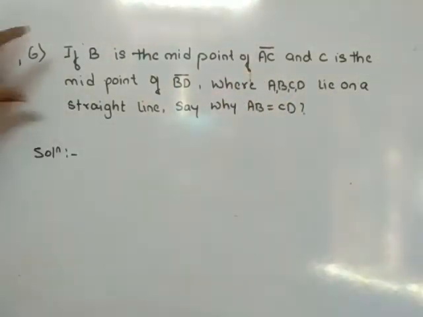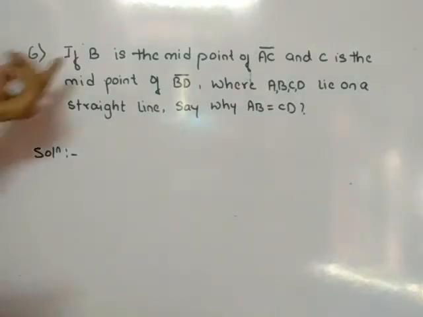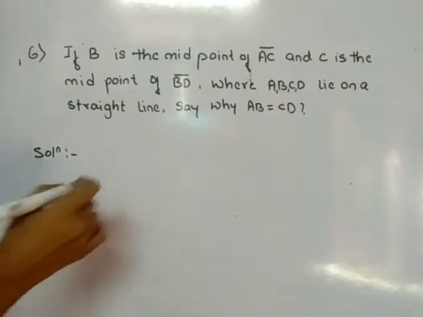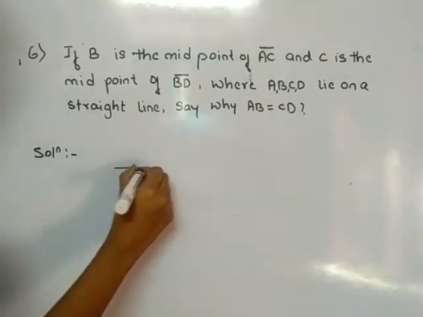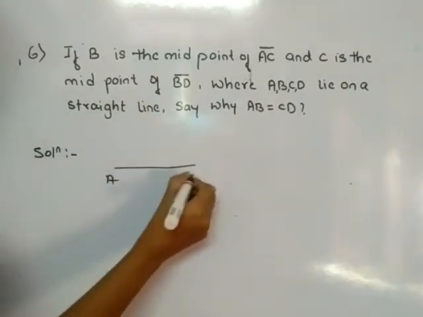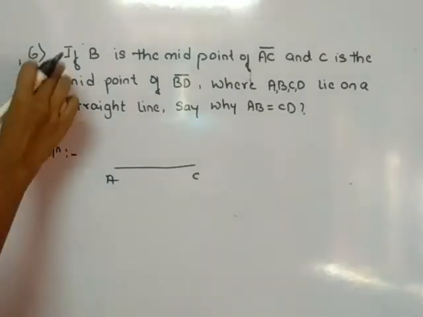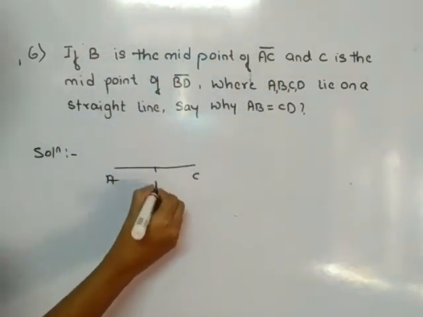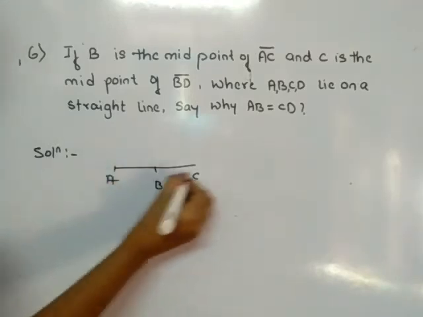Okay, we'll solve this question one by one. We can see here, they have given that B is the midpoint of line AC. So, we'll draw one line which is named AC, right? Now, for line segment AC, B is the midpoint.